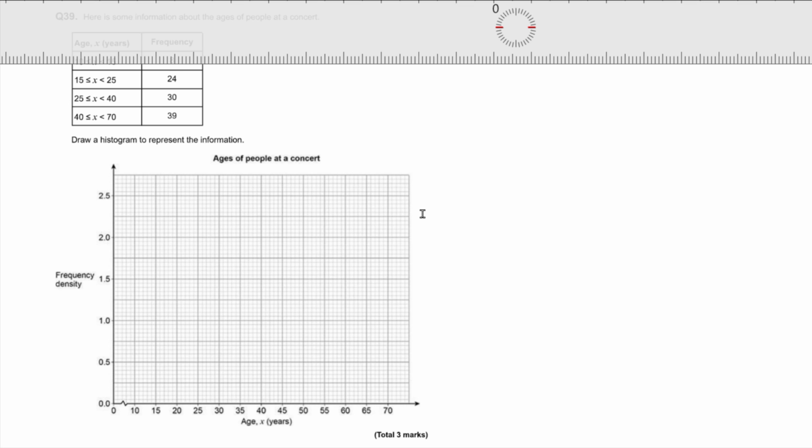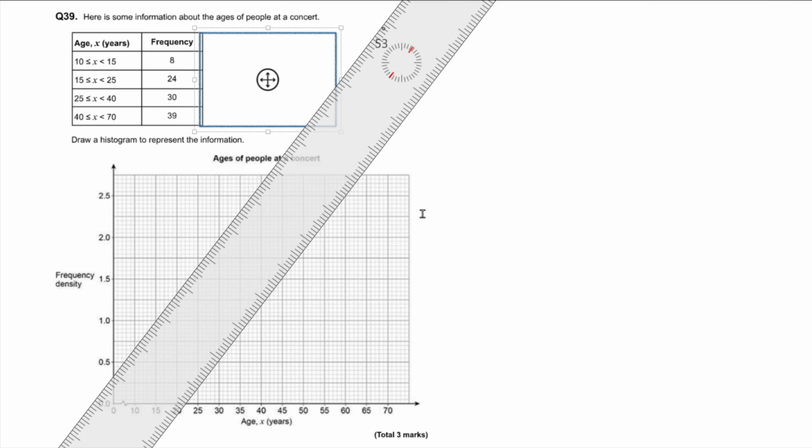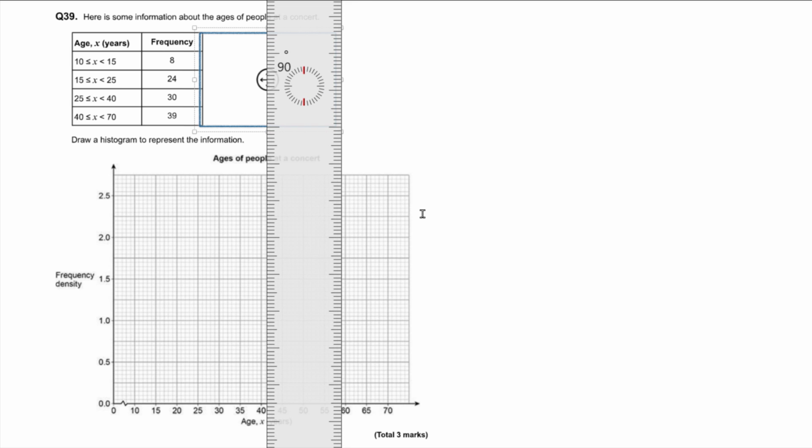Here's some information about the ages of people at a concert. We've got a group frequency table, and we need to draw a histogram from it. Now this time they haven't been kind and given us the columns to draw them in, but you know, we've got a ruler, we can make our own boxes. It's not that hard, is it? So just kind of make some extra columns and things to put your information in.